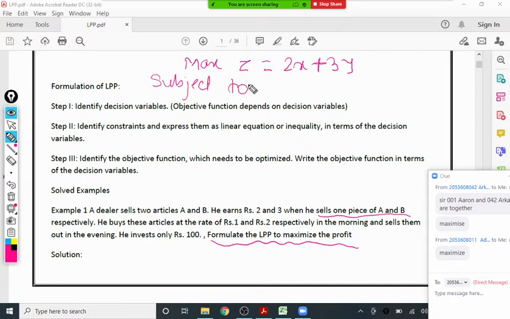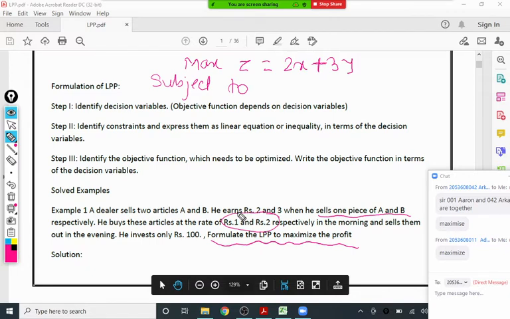The condition that we observe on x and y is that he is buying these articles at 1 and 2 rupees respectively, and he has only 100 rupees to invest. So this is a condition. He cannot purchase for more than 100 rupees.